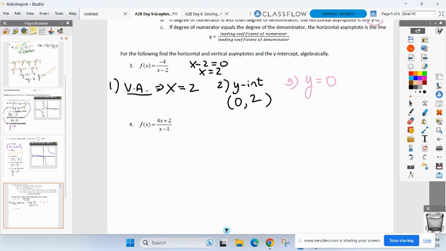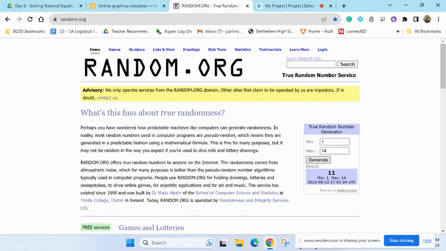Okay, number 4. First, can somebody find the vertical asymptote in number 4 without graphing it? When the fraction is undefined. What are you going to set equal to 0 here? Well, x minus 1 equals 0, right? Don't care about the numerator. When is the denominator equal to 0? That means it's undefined. So go ahead, solve for x real quick, and we get x equals 1.